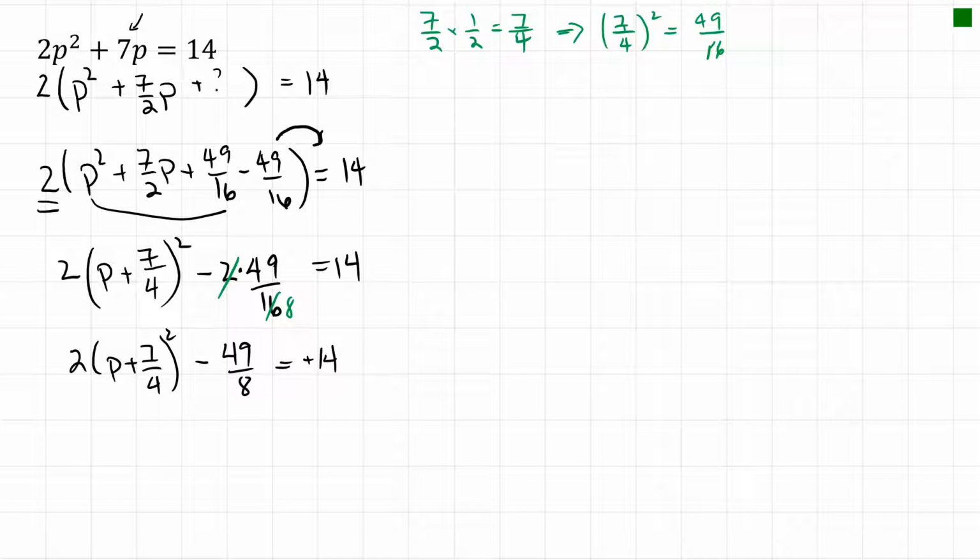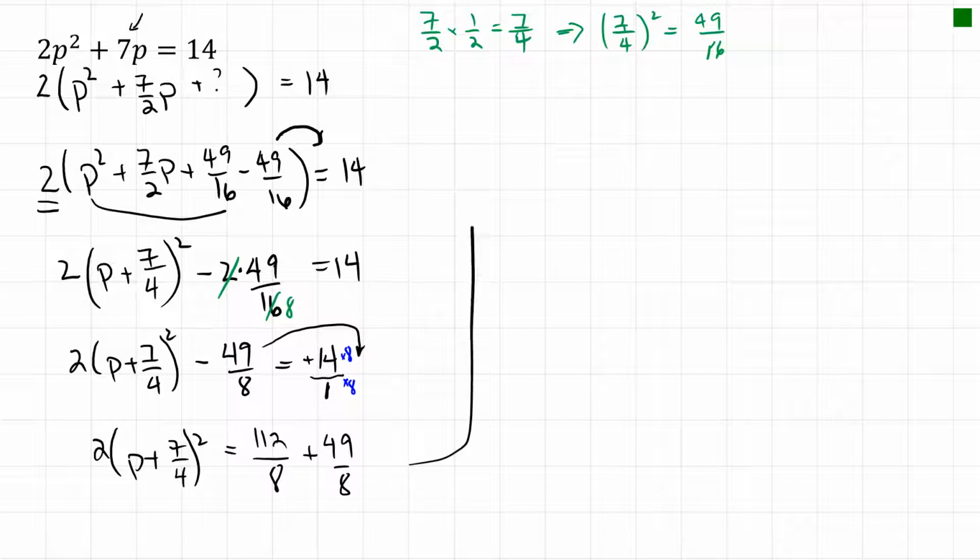Last, we're getting close to the end here. We get to move this over by adding it. And if we're going to add it, we need a common denominator. So in preparation, I'm putting in 1 over here. And I know I've got to multiply this by 8 in order to get the common denominator. So I have 2 times p plus 7/4 squared equals 112 over 8 plus 49 over 8. So 2 times p plus 7/4 squared equals 161 over 8.